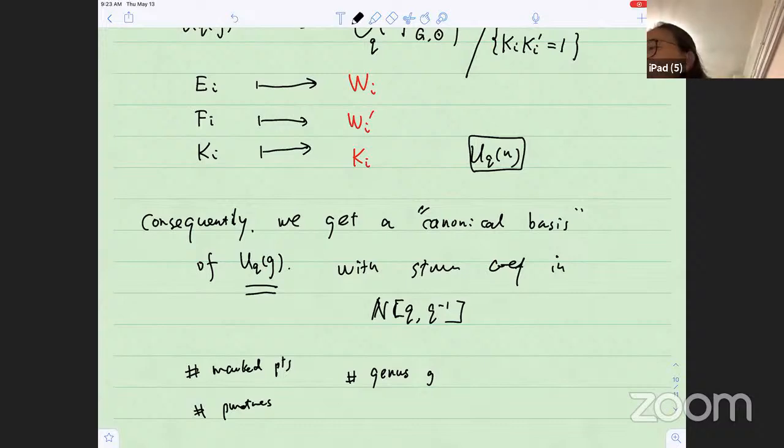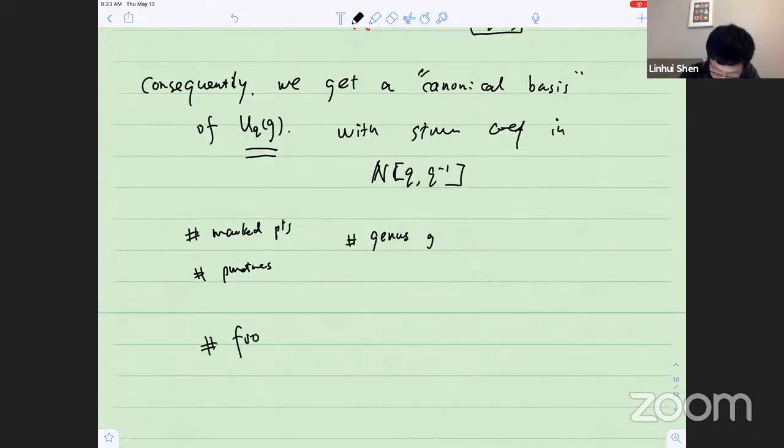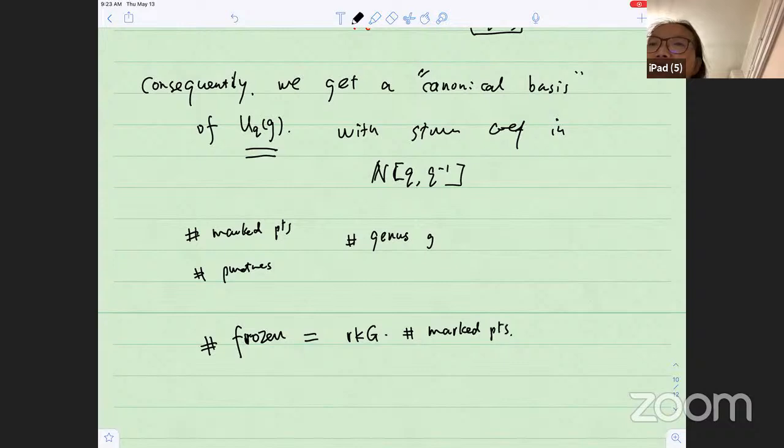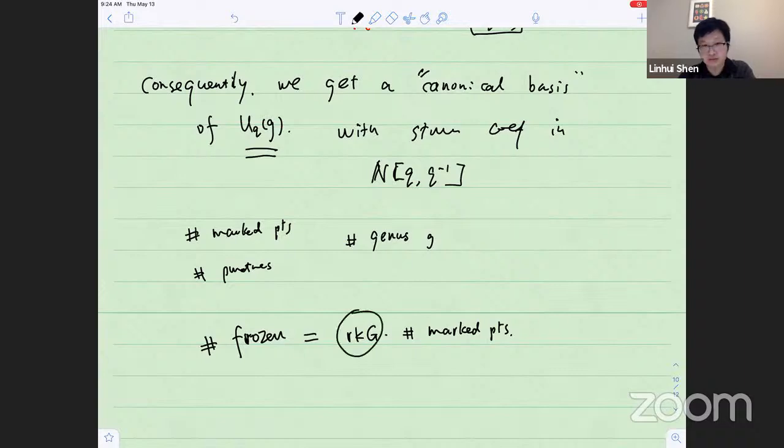But the number of frozen variables, does that depend only on the number of points on the boundary? Yes, the number of frozen variables is equal to the rank of G times the number of marked points on the boundary. More precisely, it's actually the number of intervals cut by the boundary. For each interval, there is a cut-down group, whose dimension is equal to the rank of G.